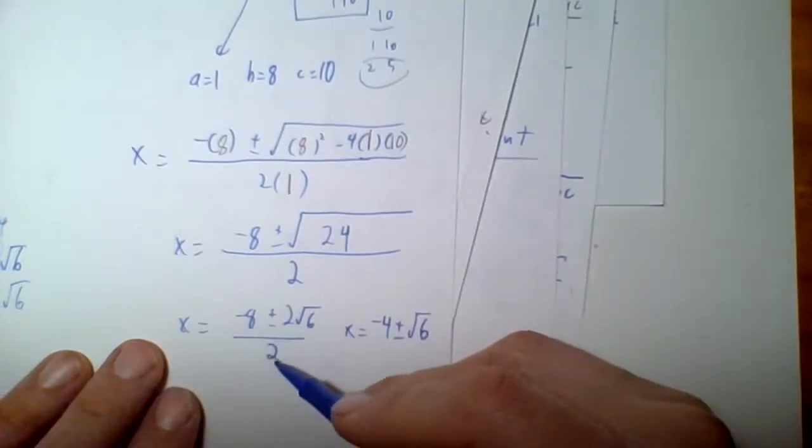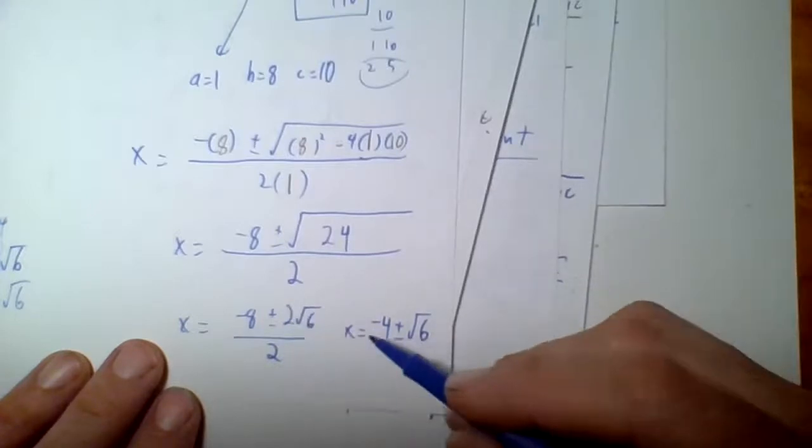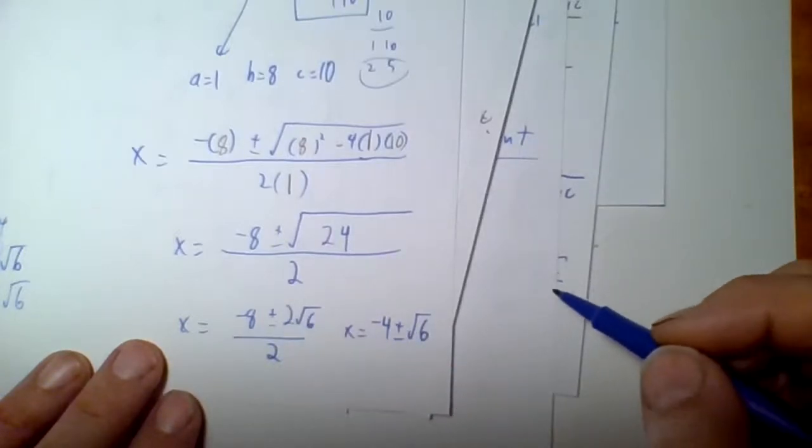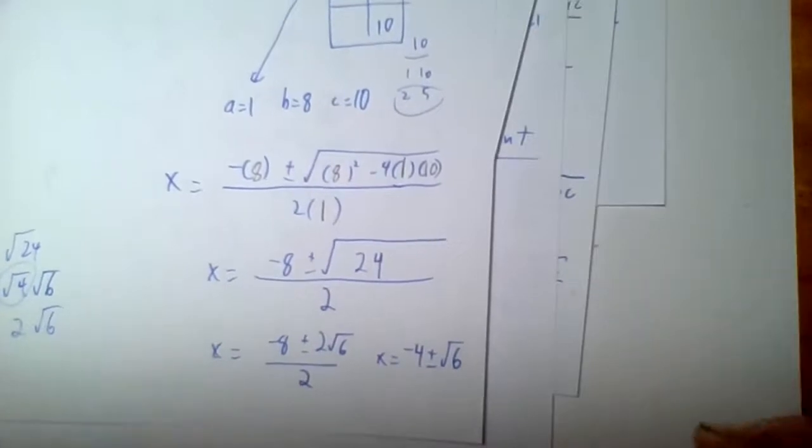It's the whole thing divided by 2, so I got to make sure I take it out of both terms. Both of those come out nice. So negative 4 plus or minus the square root of 6 are the solutions to that quadratic.